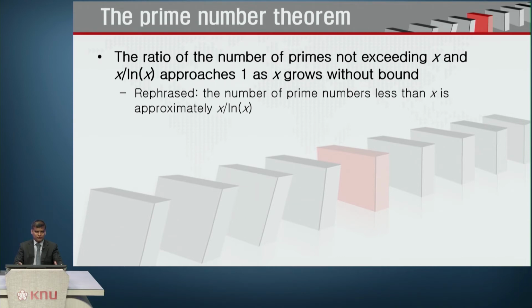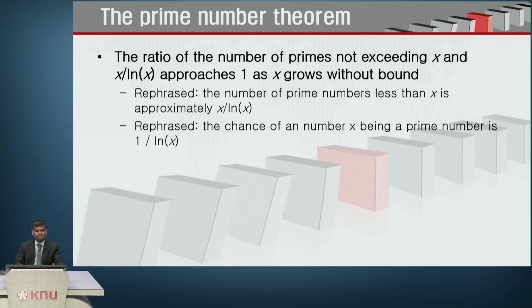So that might seem complicated. Let's simplify it by rephrasing. The number of prime numbers less than x is approximately x divided by the natural log of x. So the chance of a number x being prime is 1 divided by the natural log of x.